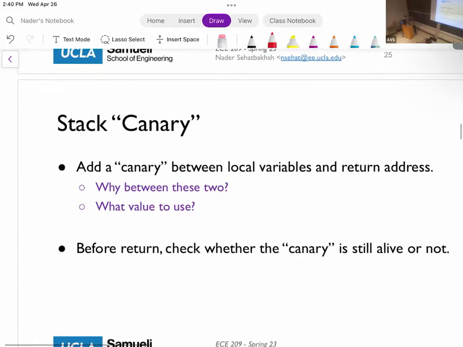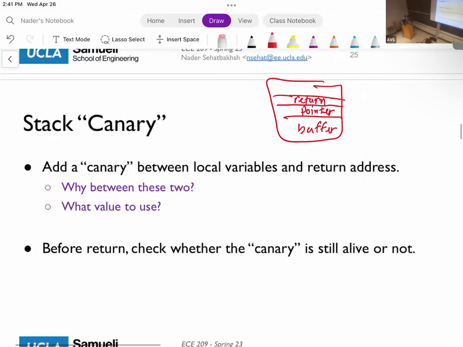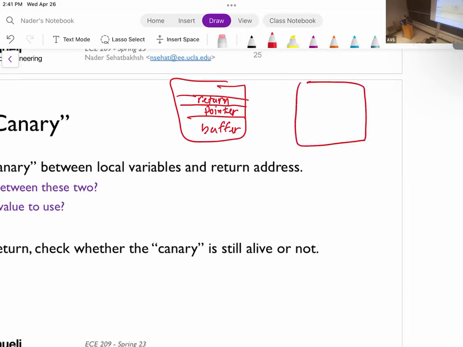The first one I want to talk about is what we call stack canaries. The idea is, if you remember the way the stack works, we had this buffer, these local variables here. Then we had the frame pointer, and then there was the return address. So what I can do is change this: I have my return address and my pointer, then I add an additional layer, which I'm going to call a canary, and then I have my buffer. So essentially, this canary has to sit between the buffer and the return address.